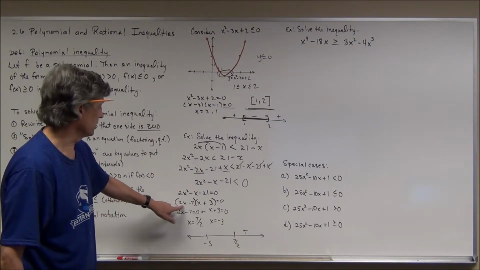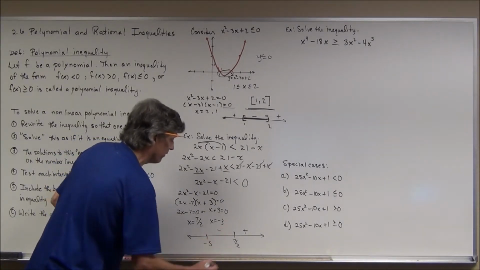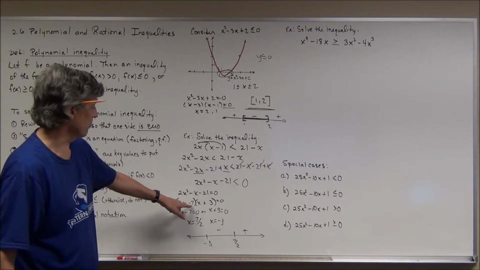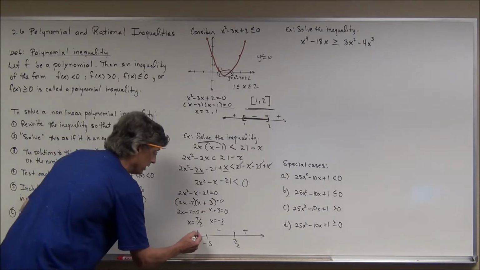2 times 0 minus 7 is negative. 0 plus 3 is positive. Negative times positive is negative. Take a value over here like negative 10. 2 times negative 10 minus 7 is negative. Negative 10 plus 3 is negative. Negative times negative is positive.